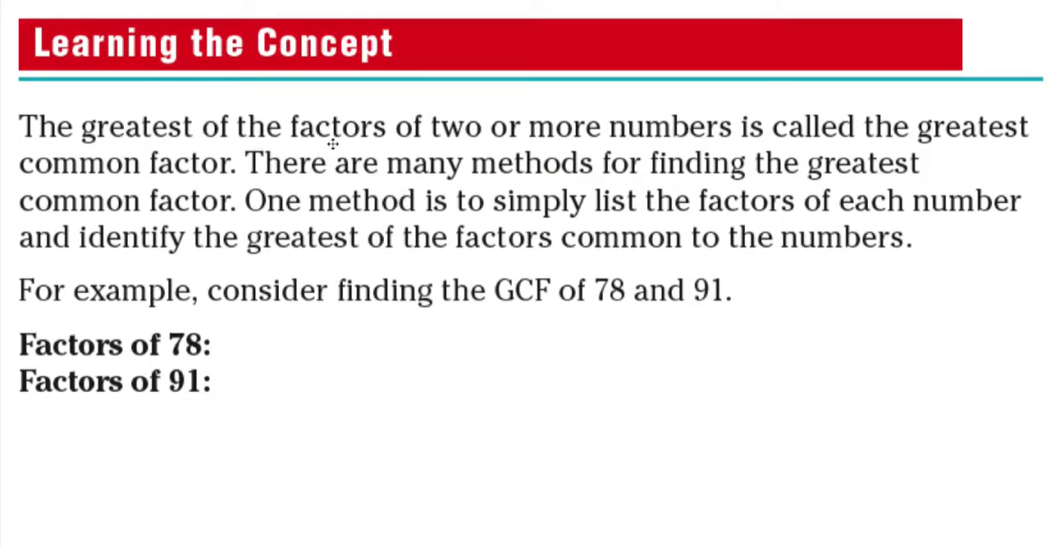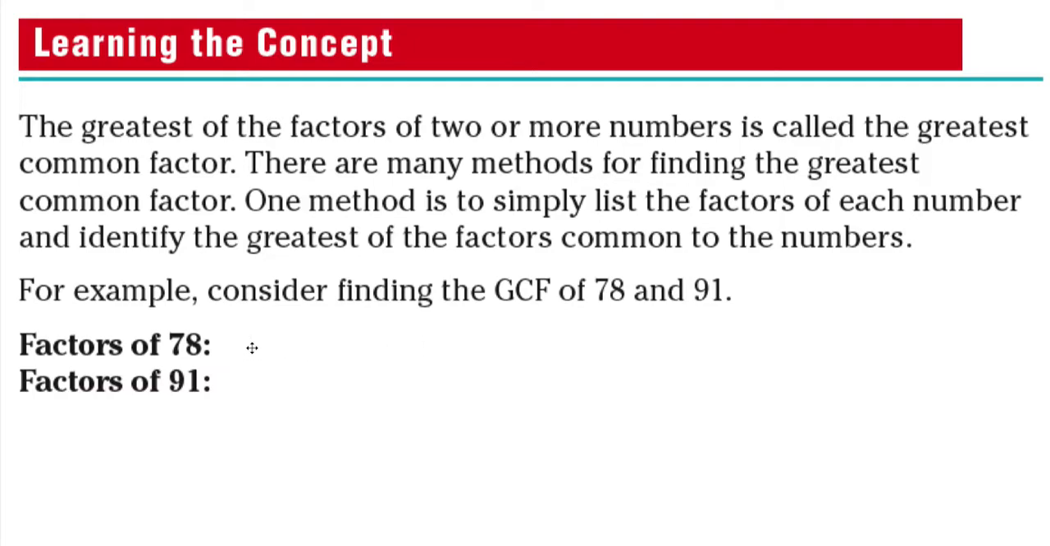The greatest of the factors of two or more numbers is called the greatest common factor. There are many methods for finding the greatest common factor. One method is simply to list the factors of each number and identify the greatest of the factors common to the numbers. Let's take for example 78 and 91.